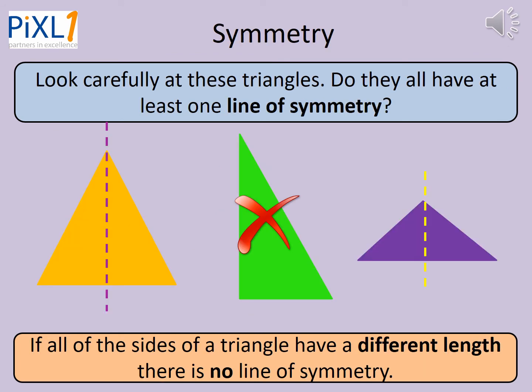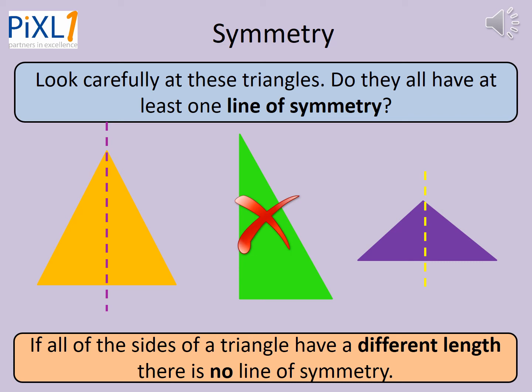Look carefully at these triangles. Do they all have at least one line of symmetry? Have a look. Do you think the first one would have a line of symmetry? But what about the second one? It is a slightly different shape. It is still a triangle, but it has a slightly different shape. Pause this video now to have a look.